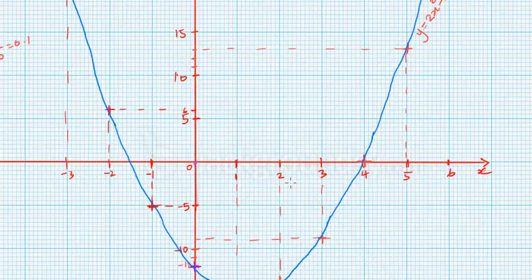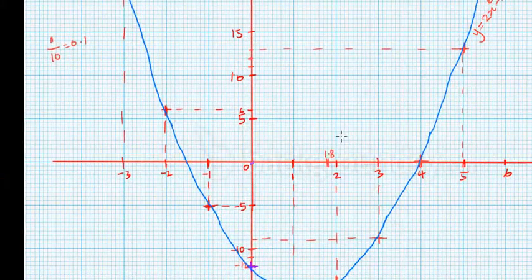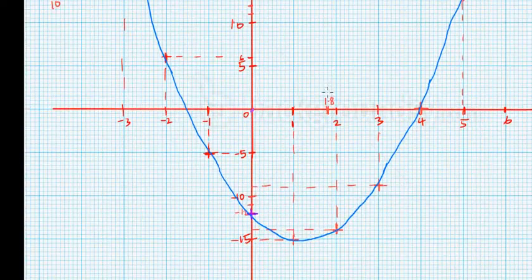So when x is 1.8, this is 1, so 1.8 will be somewhere here. Since one box represents 0.1, 1.8 is there. We're asked to find y when x is 1.8. To do that, we'll draw a straight line down to the curve. Then trace this to the y-axis.